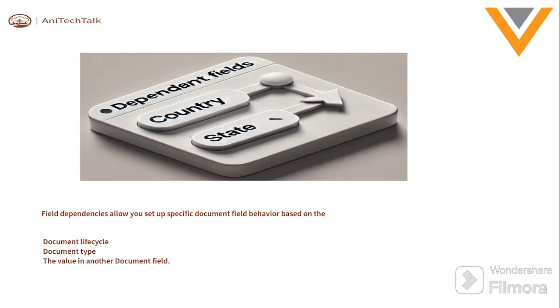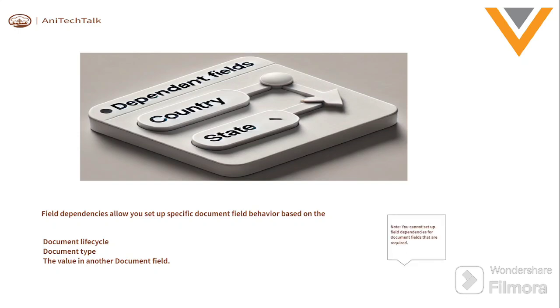We have three types. The first one is document lifecycle, where you can create a field whose controller is the document lifecycle. Then you can create a field behavior which is dependent on the document type, and another is where your field is dependent on another document field. So there are three cases for how you can create field dependencies.